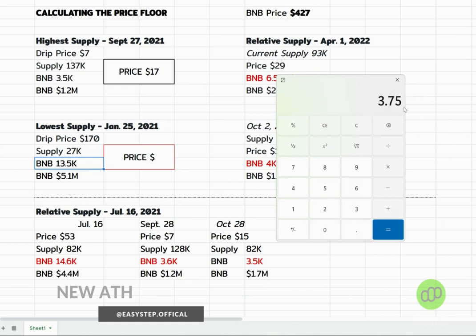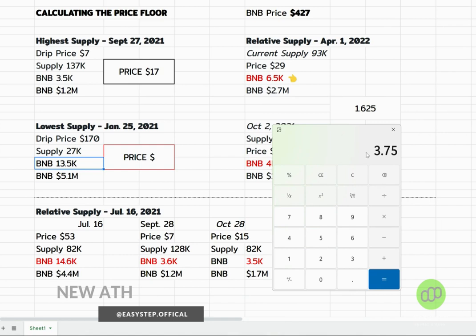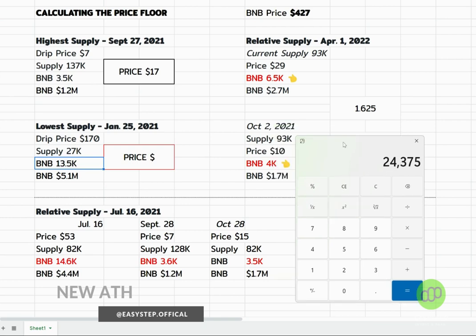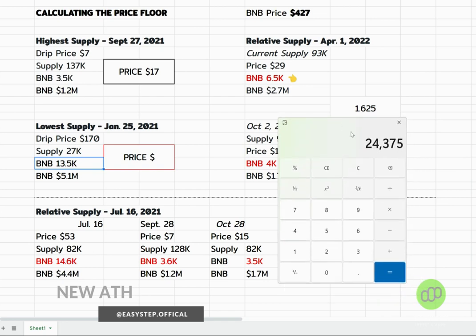Okay, so the ratio is 3.75. So we're going to multiply this by the current BNB balance, because this is our current price floor's BNB balance. Multiply that by 6,500. So our BNB balance, once we go back up to this supply, would be 24,000. So our growth, we went from 13,500 to 24,000.